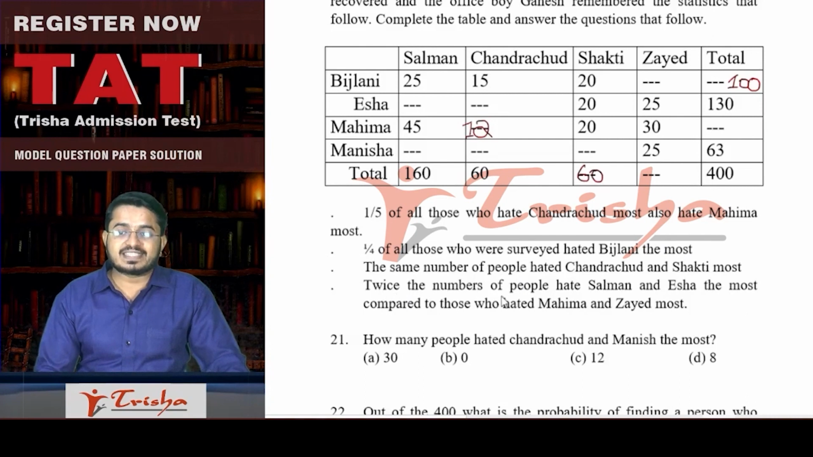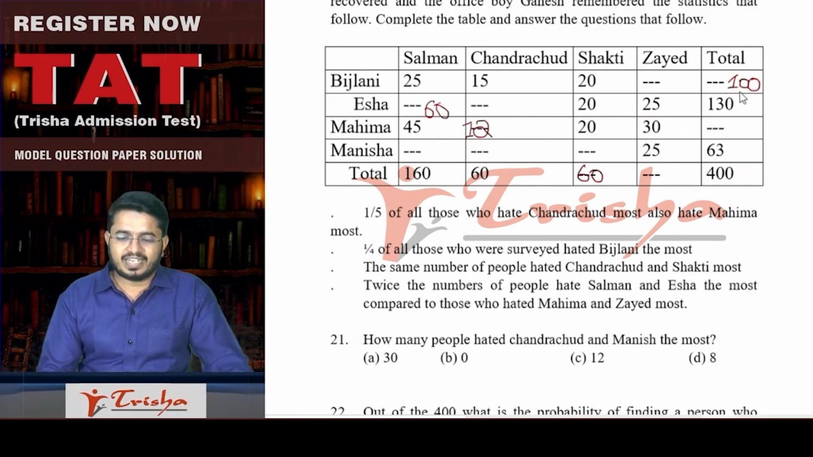Next, twice the number of people hate Salman and Isha the most compared to those who hated Mahima and Zayed the most. So Mahima and Zayed are hated by 30 people out of 400 people. Double of this number is how many hate Salman and Isha, right? The double of 30 is 60. So 60 people hate Salman and Isha. I hope this is very clear. So we have taken all the things into account. Now we just have to fill in the data.